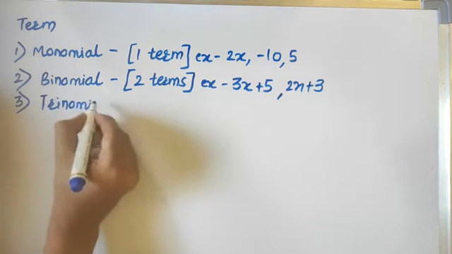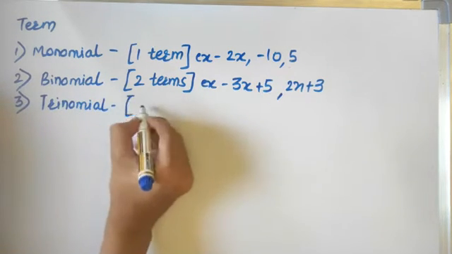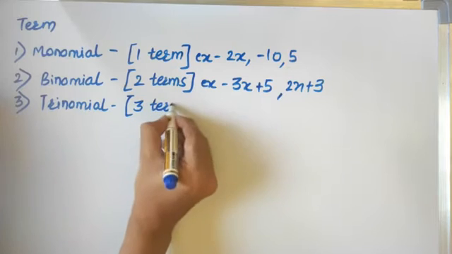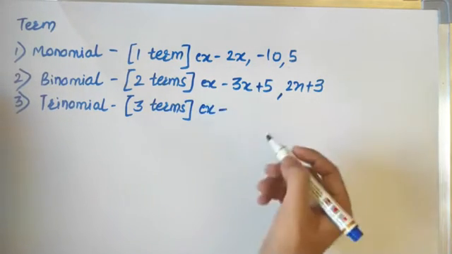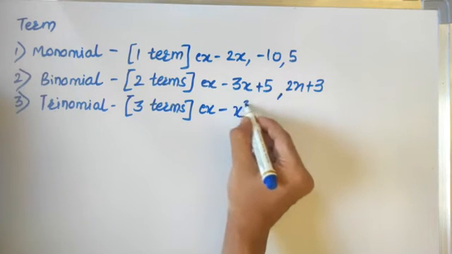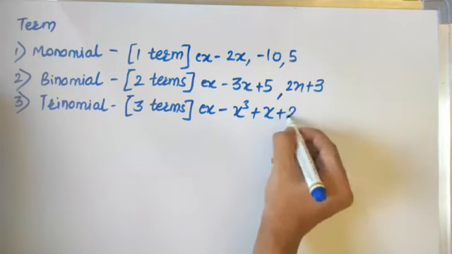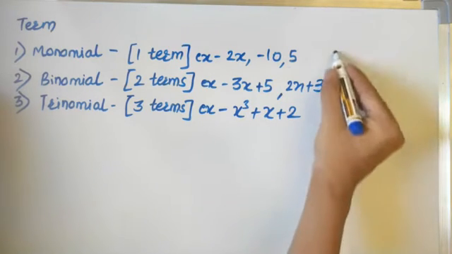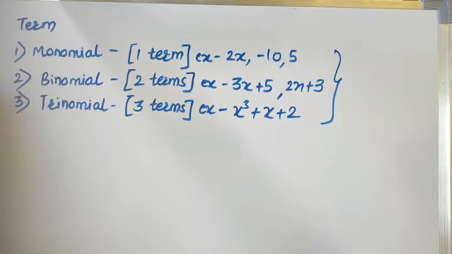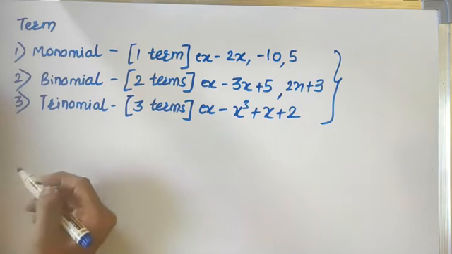Going on further, the third one is trinomial, consisting of three terms. Example: x cube plus x plus 2. It has three terms. So this is the basic example of polynomials classified according to terms.